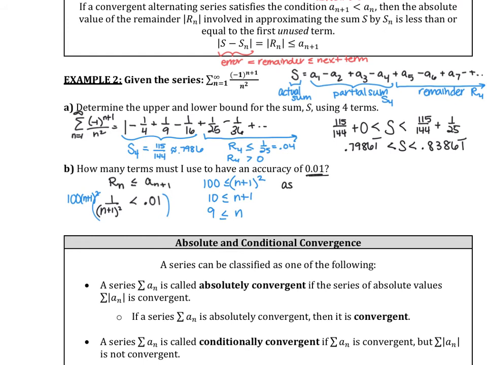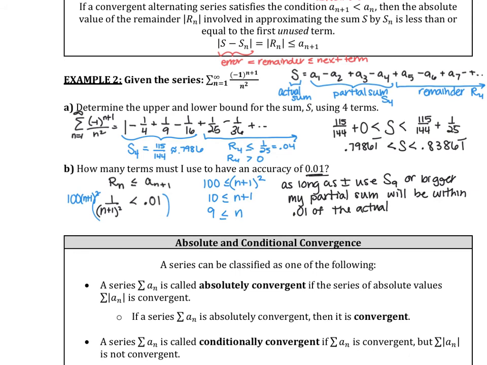So here's what this says. As long as I use some partial sum of 9 or bigger, so S sub 9, S sub 10, S sub 11, etc., my partial sum will be within 0.01 of the actual sum. Meaning my error on either side will be within 0.01. That's the error bound for alternating series.